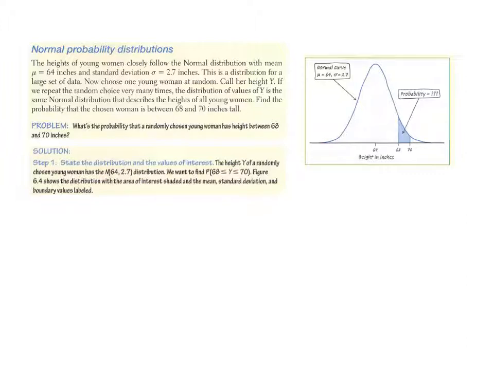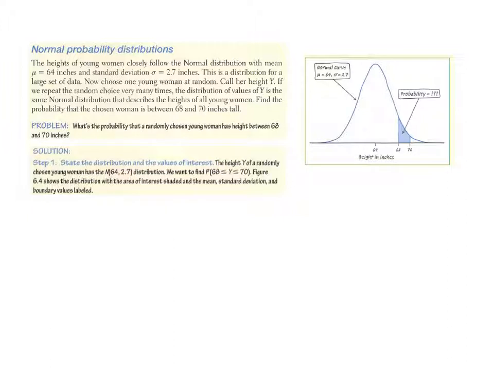The heights of young women closely follow the normal distribution with mean of 64 inches and a standard deviation of 2.7 inches. This is a distribution for a large set of data. Now choose one young woman at random. Call her height y. If we repeat the random choice very many times, the distribution of values of y is the same normal distribution that describes the heights of all young women. Find the probability that the chosen woman is between 68 and 70 inches tall. What's the probability that a randomly chosen young woman has a height between 68 and 70 inches tall?